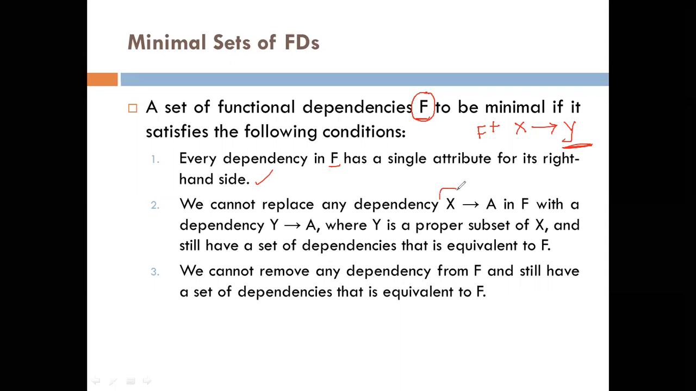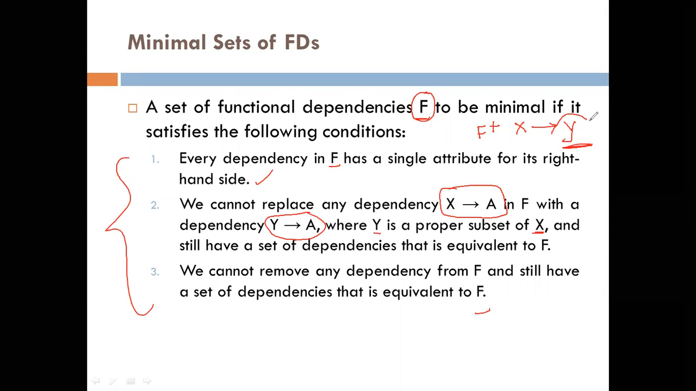So if no such replacement is possible, then also we can say it is minimal. Then we cannot remove any dependency from F and still have a set of dependencies that is equivalent to F. If these three conditions are met, then we say the set of functional dependencies we have is minimal.